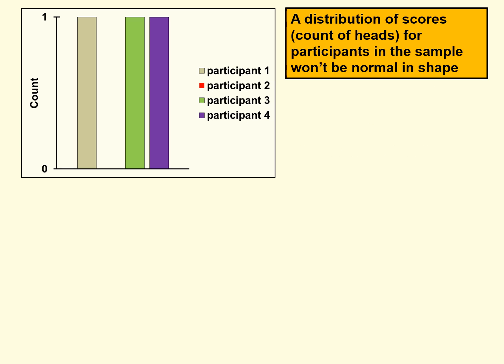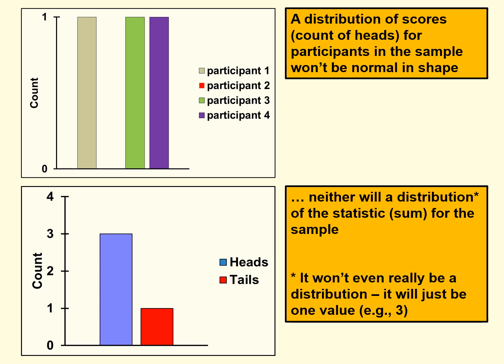So for instance, we could, in one run of 4 flips, just count the number of times heads comes up, and it came up for participant 1, it didn't for participant 2, it did for 3 and 4. That shape of that funny looking distribution there clearly isn't symmetrical, it doesn't look like a bell curve, it's not a normal distribution. Likewise, we could create a test statistic like the sum, and we could say that for that sample the count of heads was 3 and the count of tails was 1. And again, that distribution there doesn't look like a symmetrical curve, it's not a normal curve or anything like that.